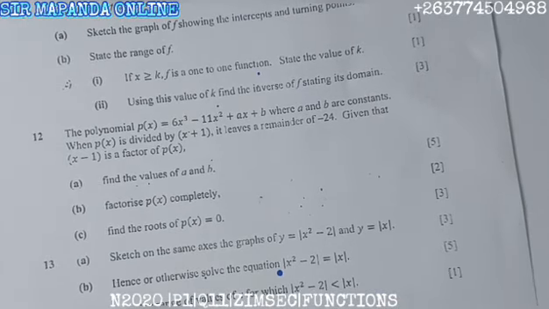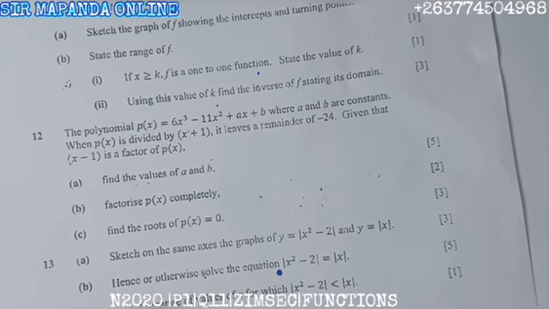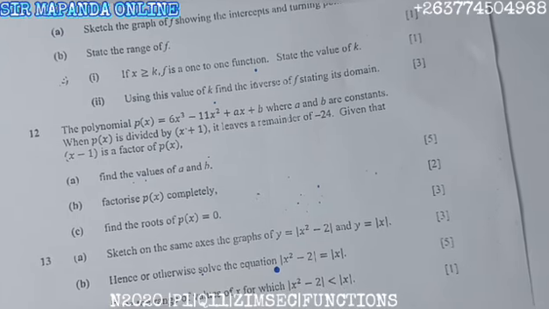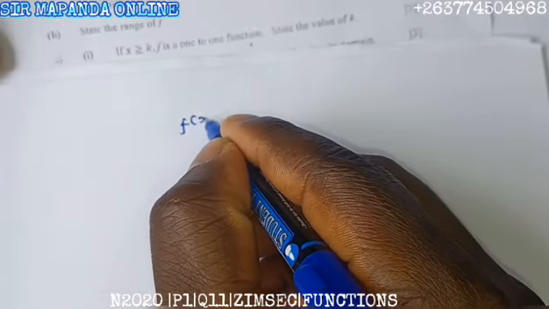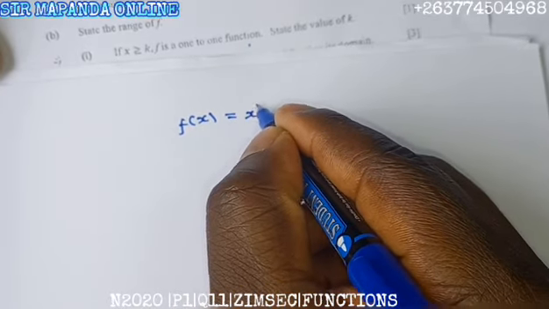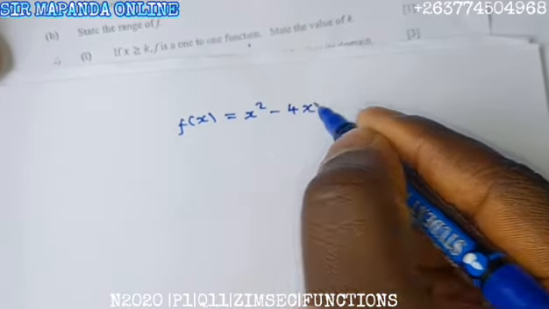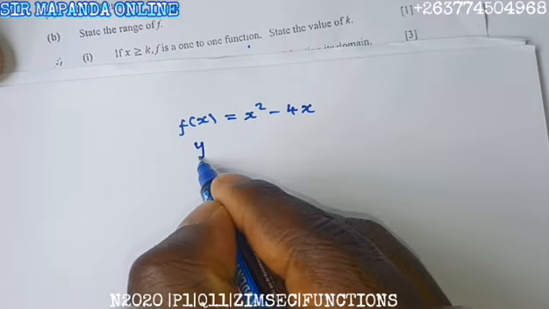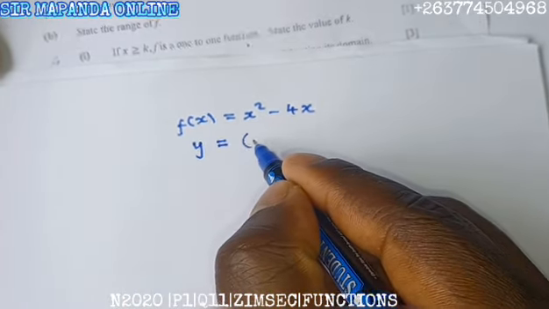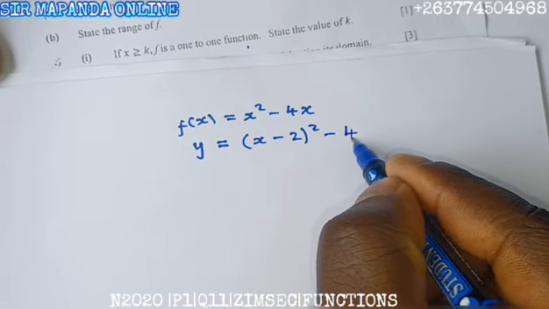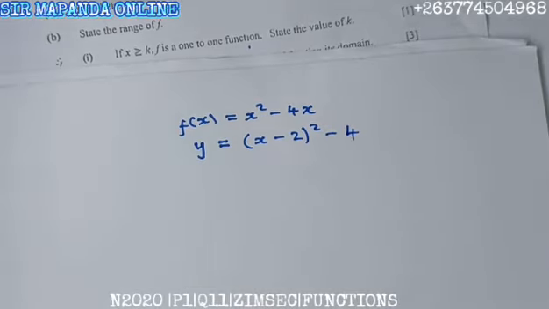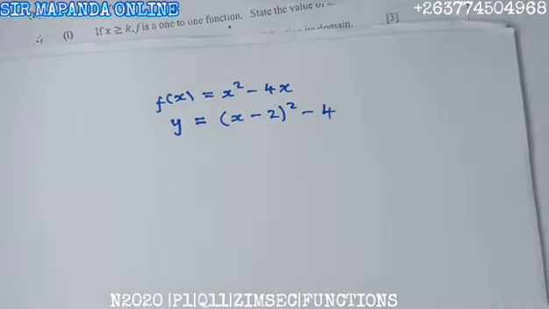Using this value of k, find the inverse of f of x stating its domain. So to find the inverse, you will simply complete the square. You are given f of x is equal to x squared minus 4x, right? Represent f of x with y. Then after completing the square, we got x minus 2 squared minus 4, something like this. I hope you are following, right?